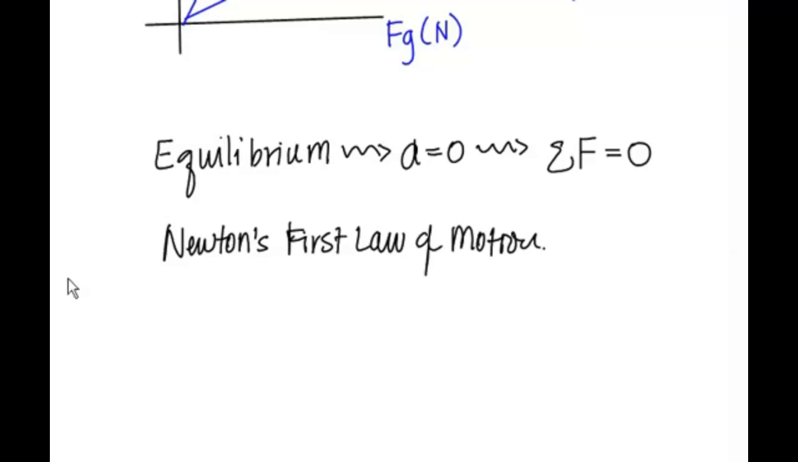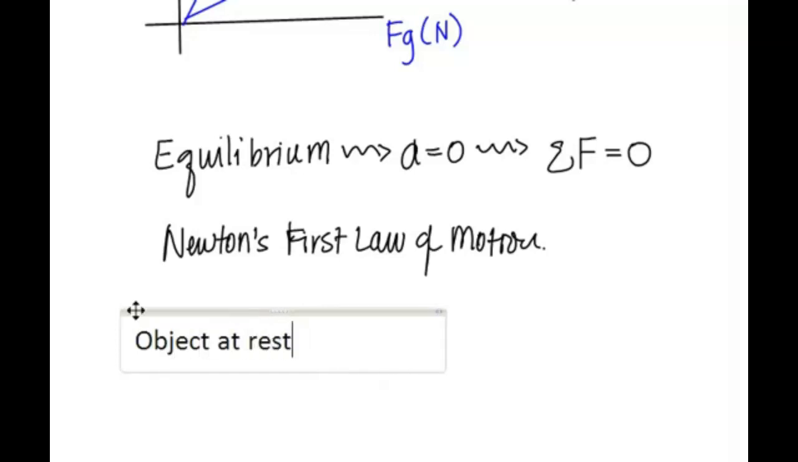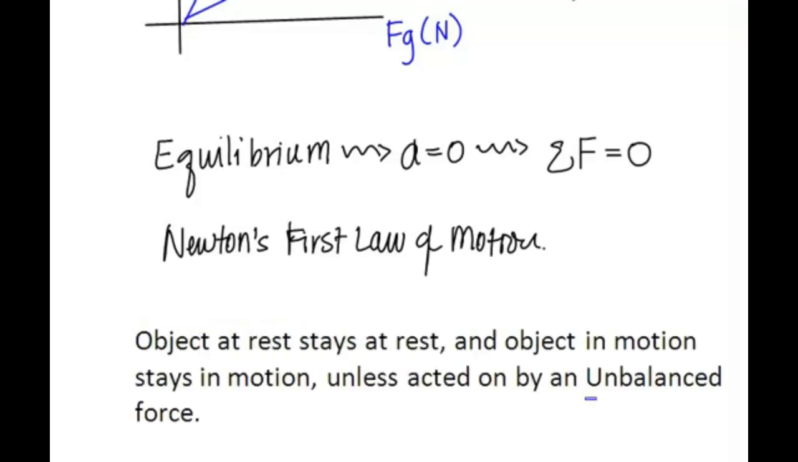So the object at rest stays at rest, and object in motion stays in motion unless acted on by an unbalanced force. In all of our cases, we had balanced forces. The objects were in equilibrium. So that's what equilibrium looks like. It looks like an object not moving. It looks like an object moving at a constant rate.